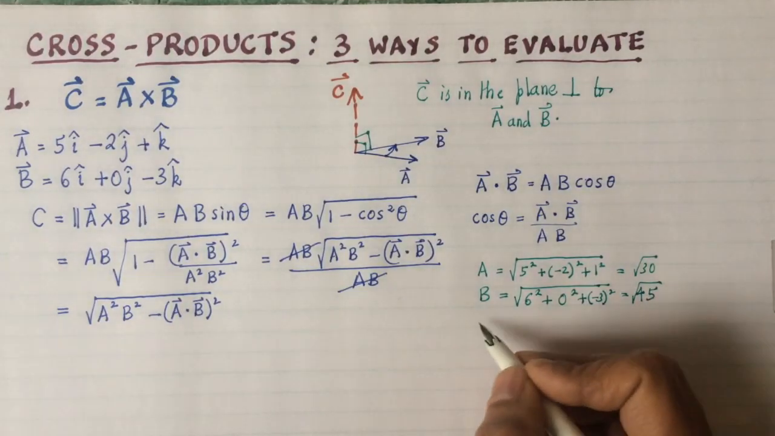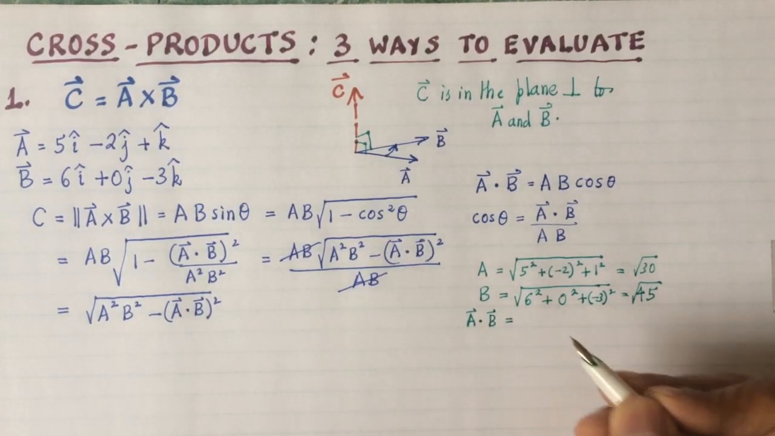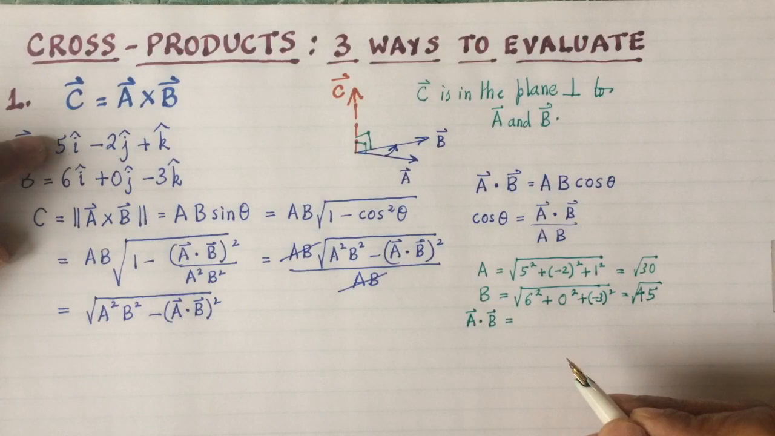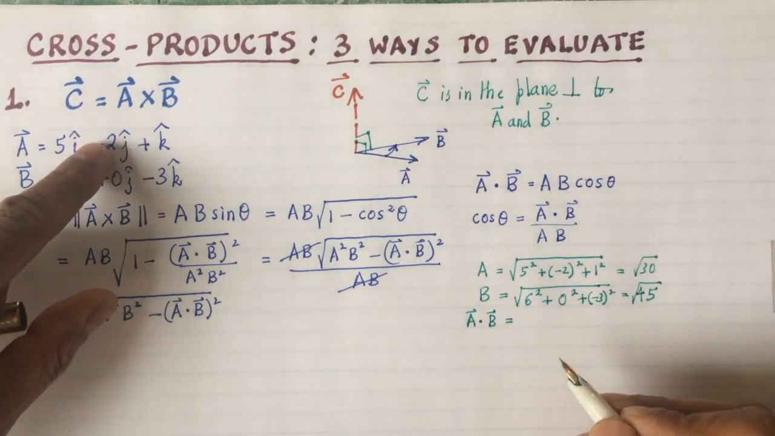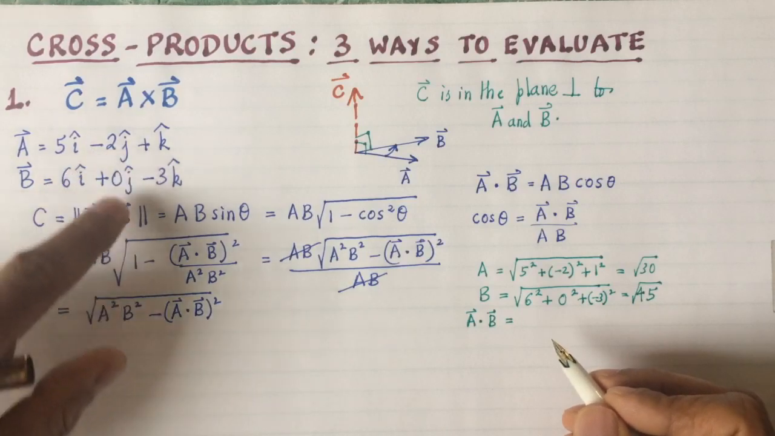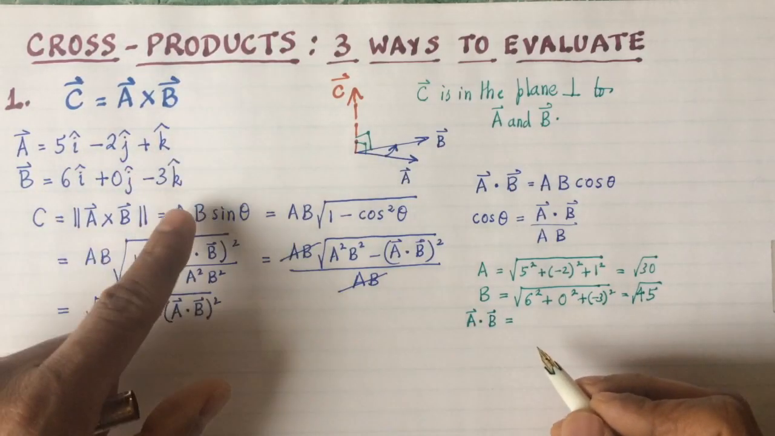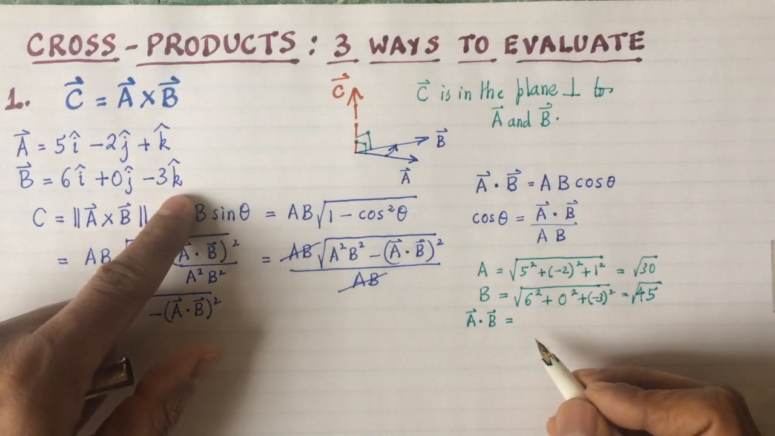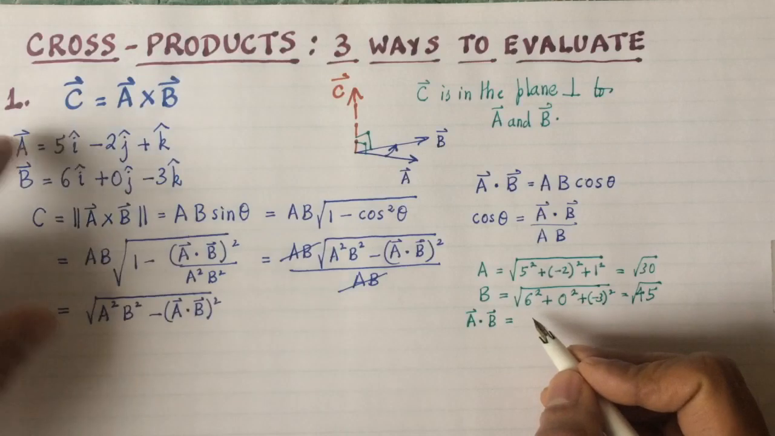Okay, it's what it is. Now a dot b. Remember how a dot b is got. It's got by multiplying the x component of a with the x component of b, plus the y component of a times the y component of b, plus the z component of a times the z component of b. So that's how we do the dot product, excuse me, not the cross product.